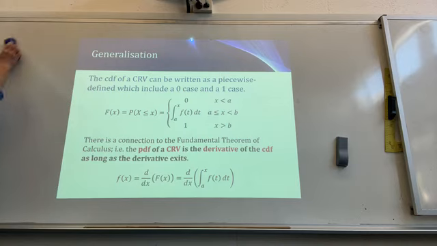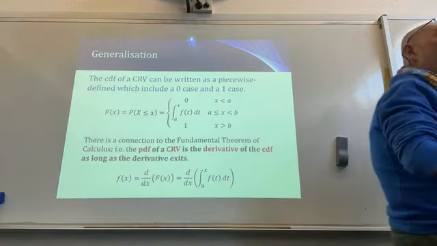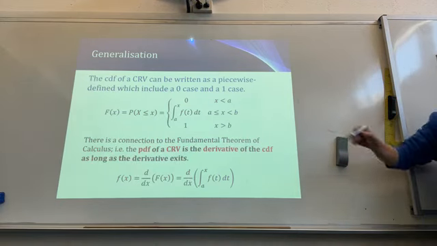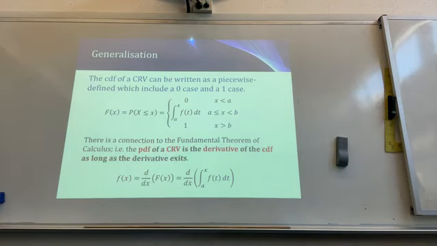Alright? So there is a connection to the fundamental theorem of calculus. So the PDF of the CRV is the derivative of the CDF as long as the derivative exists. Alright? So think about it. The PDF is a derivative of the CDF. You are integrating the PDF to get a CDF. So therefore, work backwards. The derivative of the CDF is the PDF.